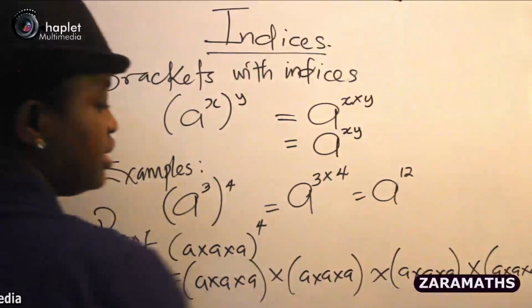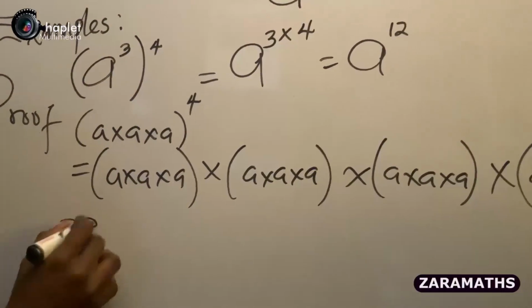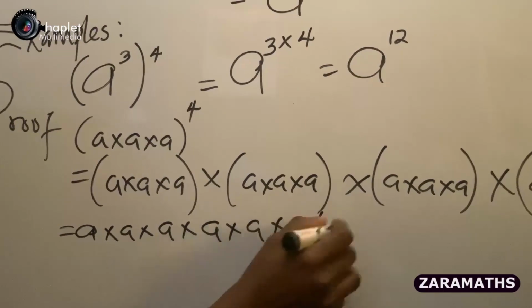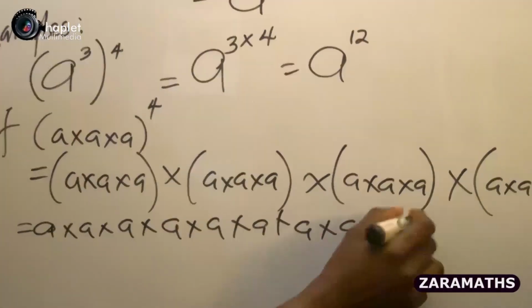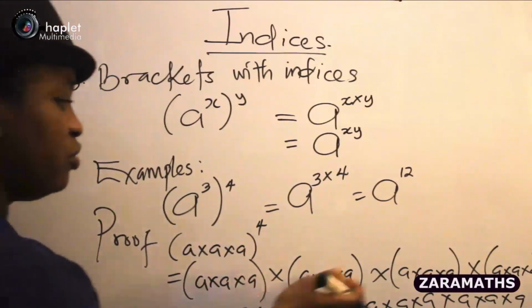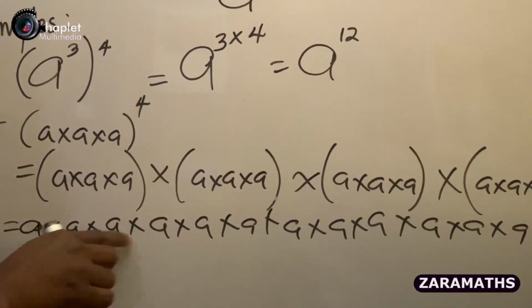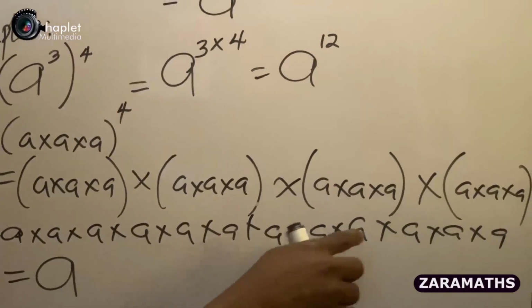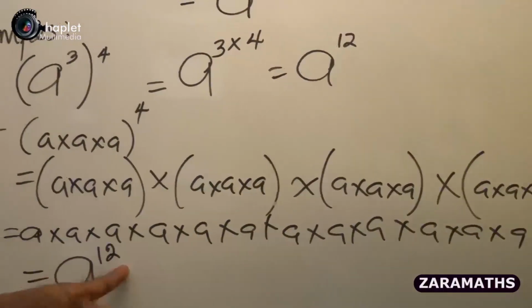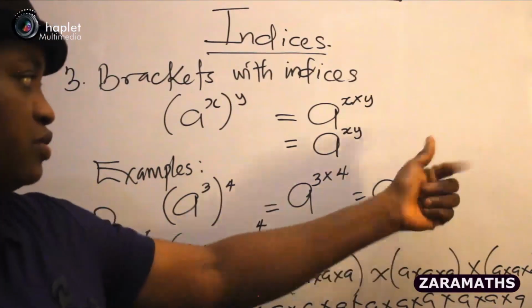So this is like saying a times a times a in 4 places to give us what? A times a times a times a times a times a times a times a times a times a times a times a. So now we have succeeded in removing the brackets to give us a raised to the power of how many times? 1, 2, 3, 4, 5, 6, 7, 8, 9, 10, 11, 12. So to give us a raised to the power of 12. So this is the same as this. Applying the law, this is faster.